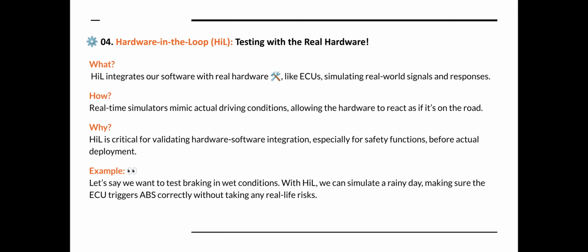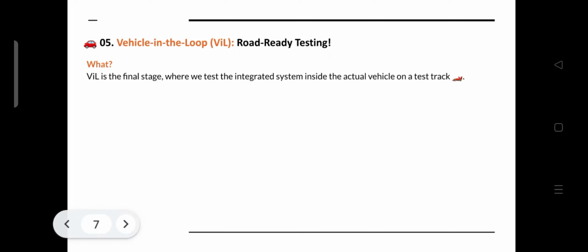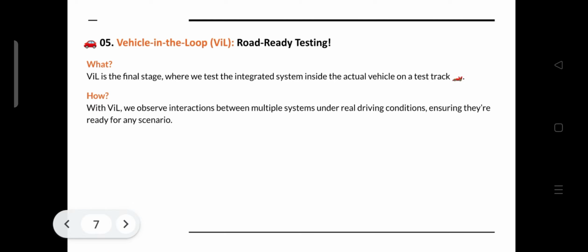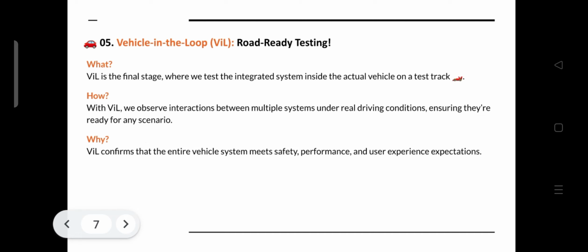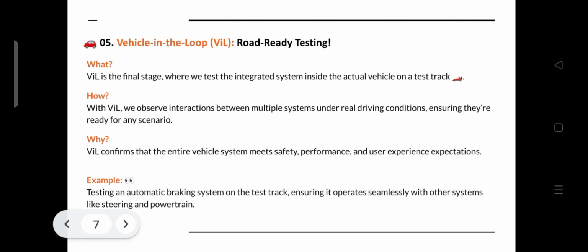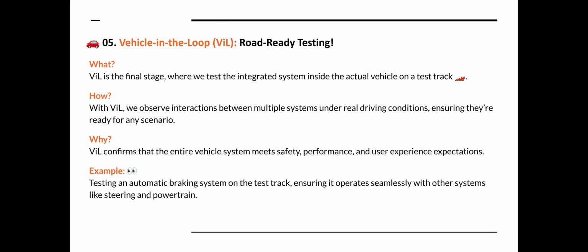Ready for ViL? Vehicle in loop. We have reached the final stage, vehicle in loop or ViL. This is where everything, hardware and software, gets tested in a real vehicle, typically on a test track. ViL is all about seeing how the entire system behaves under real driving conditions. With ViL, we observe the interaction between multiple systems, making sure that the car is ready for any scenario. Here is where we confirm that the vehicle's braking, steering, powertrain, and other systems work together seamlessly in real world conditions.